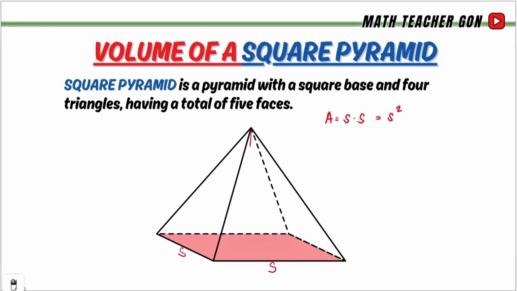So the height of the triangle here, this is your height. For the volume formula, we have 1/3 times S squared times height. There are cases where the given is the base area. If the given is the base area, your formula would be 1/3 base times height.